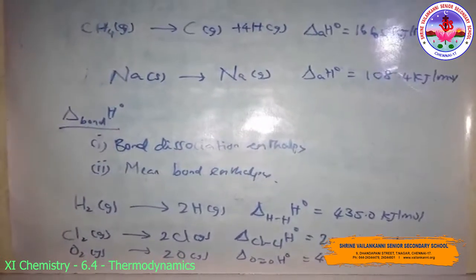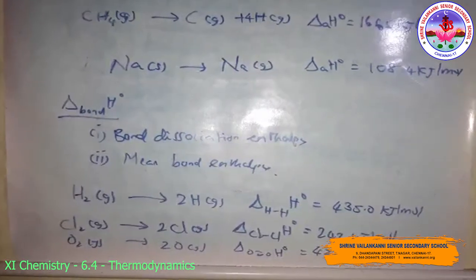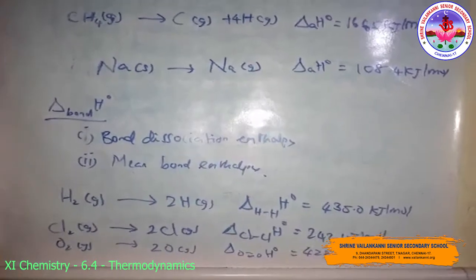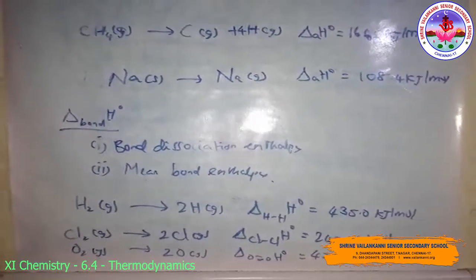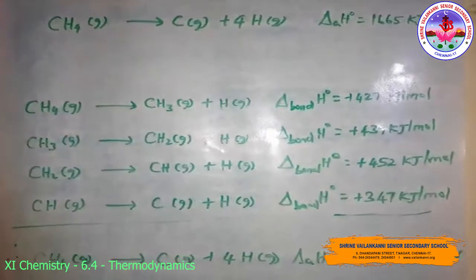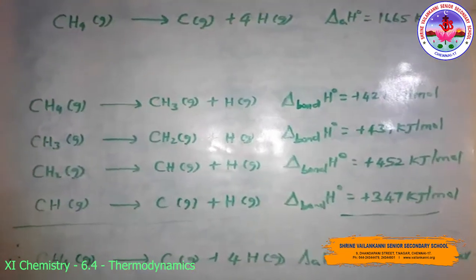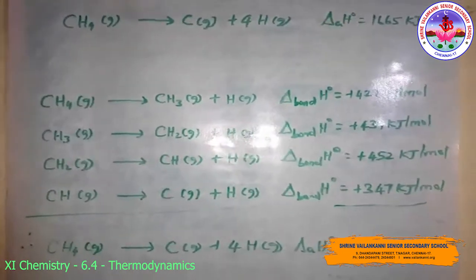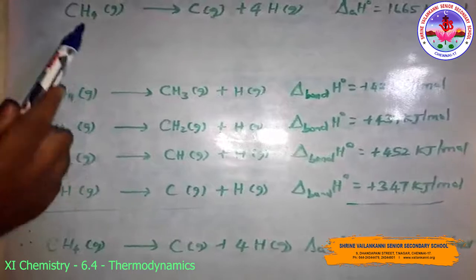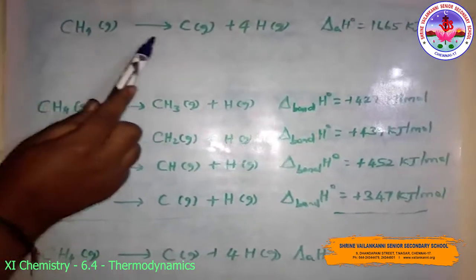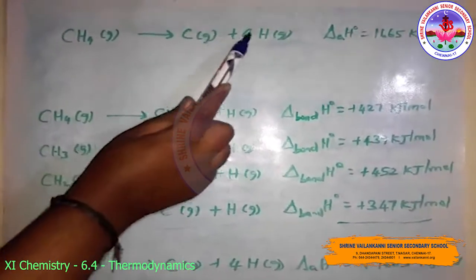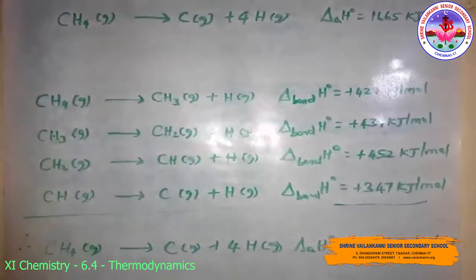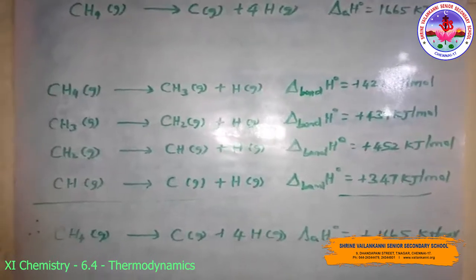So in the case of a polyatomic molecule, the bond dissociation enthalpy is different for the different bonds within the same molecule. We will see the polyatomic molecule now. Consider the example of methane. The overall thermochemical equation for its atomization reaction is CH4 gas gives C gas plus 4H gas. So this is the enthalpy of atomization. The value is 1665 kilojoule per mole.